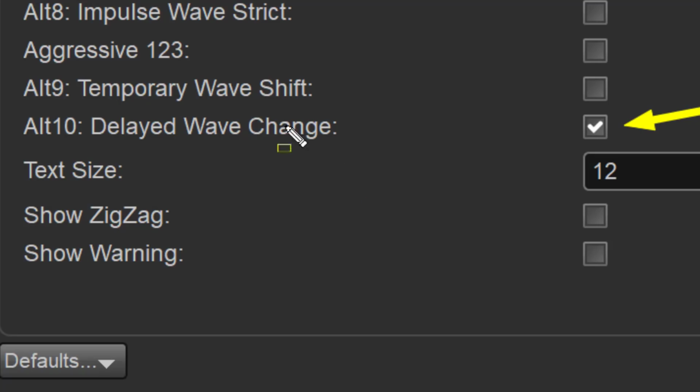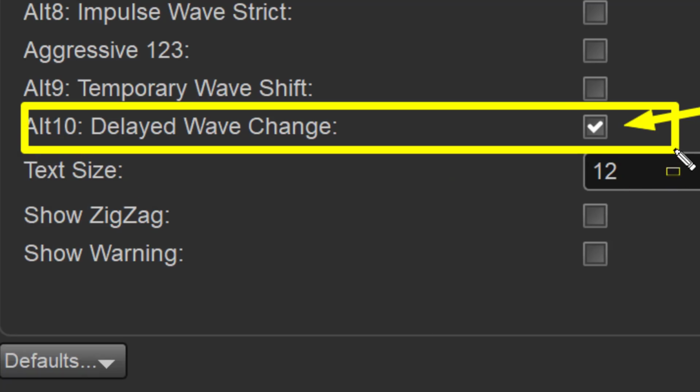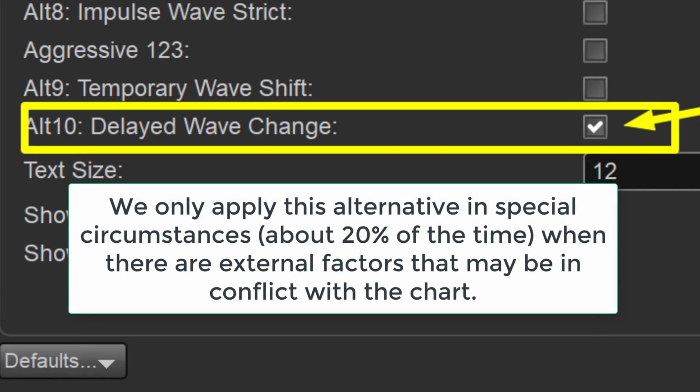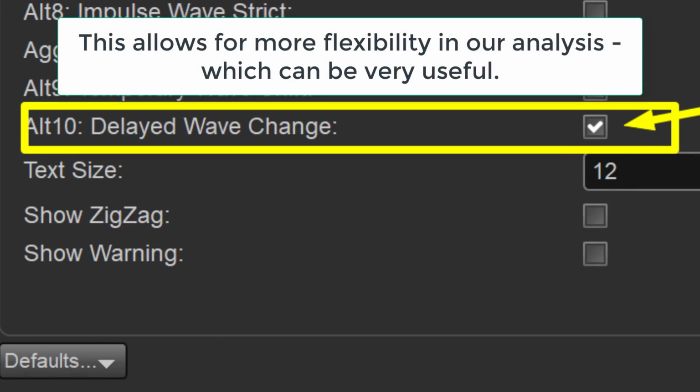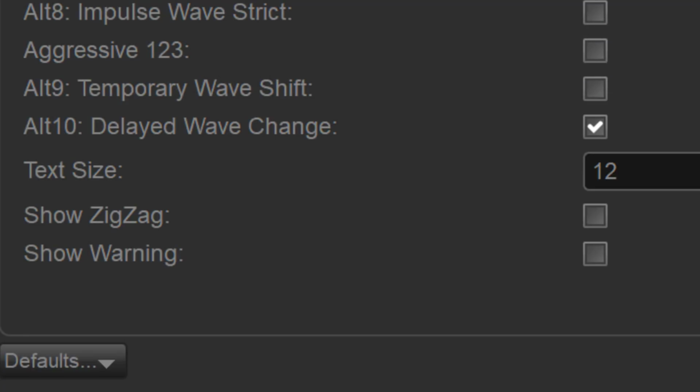But this is an alternate. So this Alt 10 is a setting I only apply in special circumstances when there are external factors that don't quite make sense. Okay, so I'll explain to you what those external factors are. And I would only apply this alternate about 20% of the time, not all the time. So let me explain this to you.